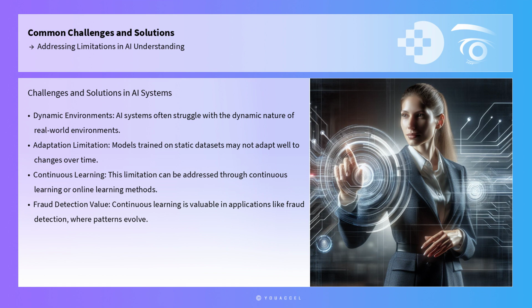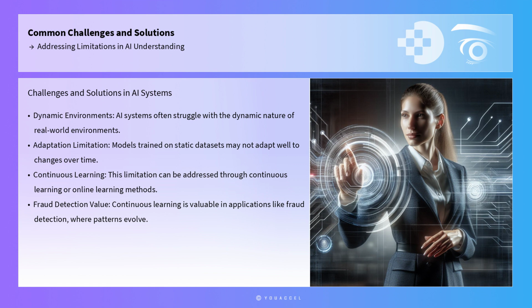Furthermore, AI systems often struggle with the dynamic nature of real-world environments. Models trained on static datasets may not adapt well to changes over time. This limitation can be addressed through continuous learning or online learning methods, which enable models to update their knowledge as new data becomes available. This approach is particularly valuable in applications like fraud detection, where patterns of fraudulent behavior continuously evolve. By adopting continuous learning strategies, AI systems remain relevant and effective over time, adapting to new trends and anomalies as they arise.